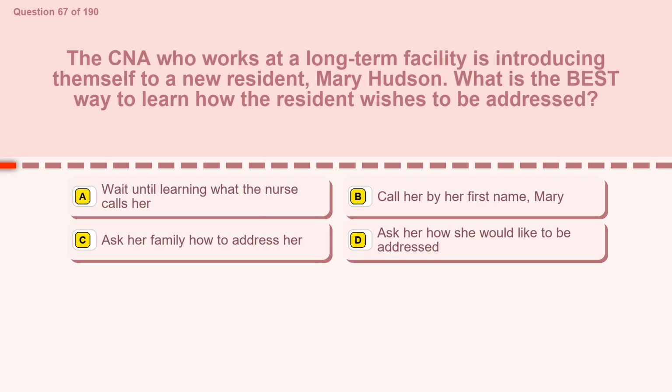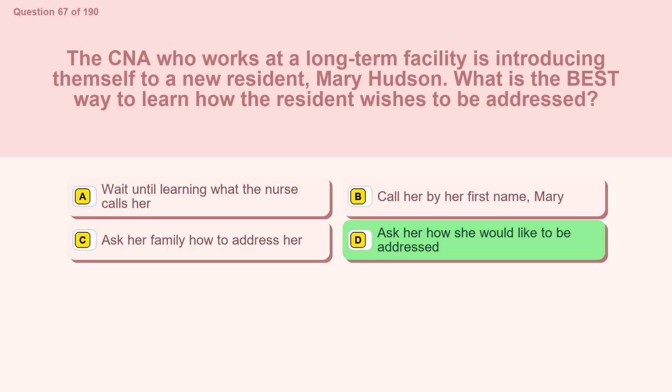Question 67. The CNA who works at a long-term facility is introducing themselves to a new resident, Mary Hudson. What is the best way to learn how the resident wishes to be addressed? Option A. Wait until learning what the nurse calls her. Option B. Call her by her first name, Mary. Option C. Ask her family how to address her. Option D. Ask her how she would like to be addressed.